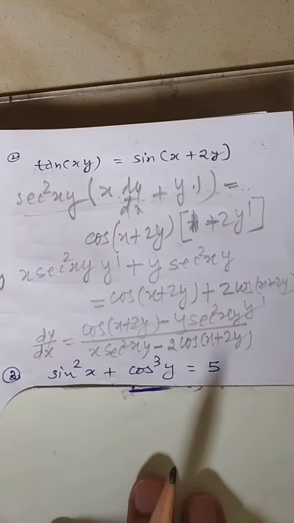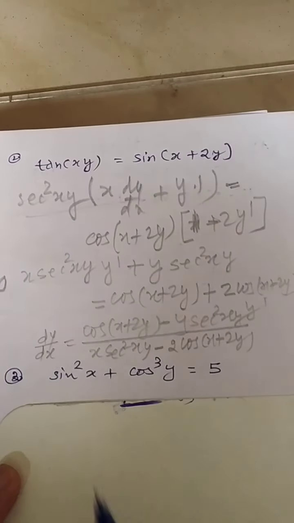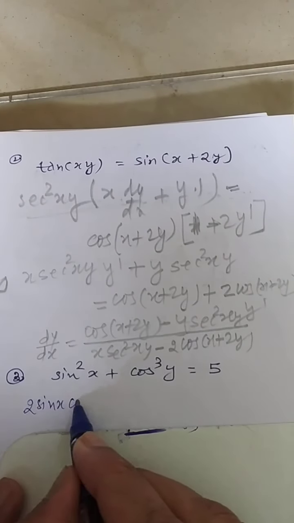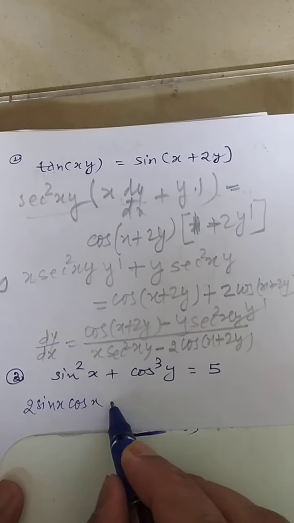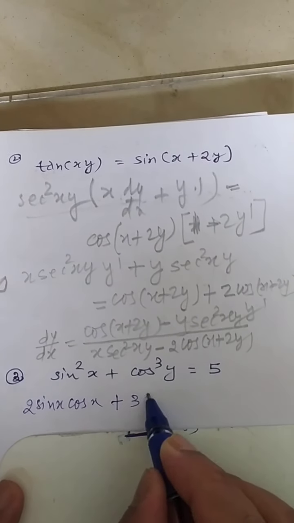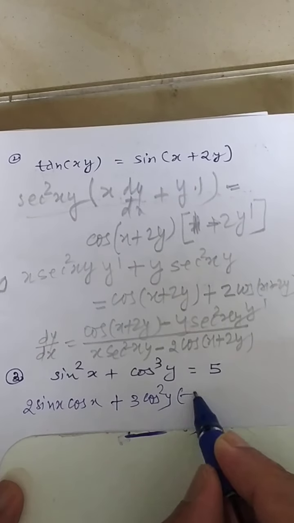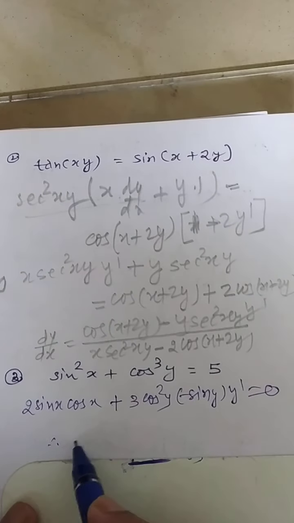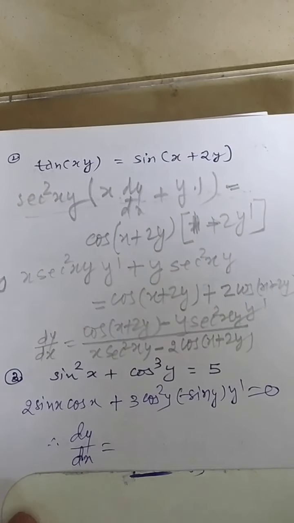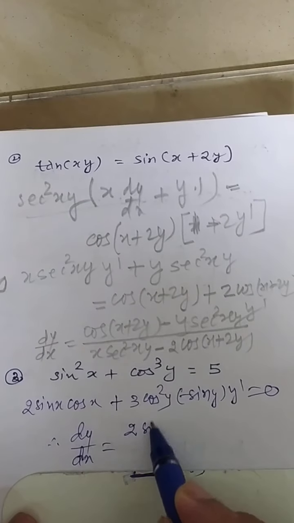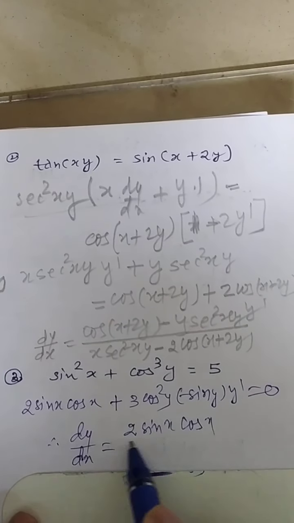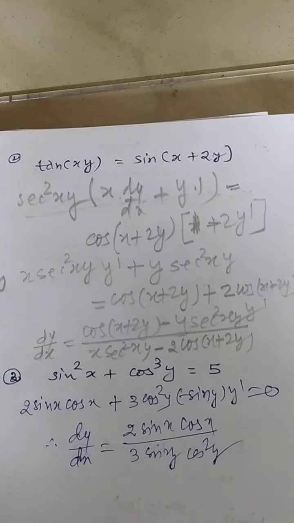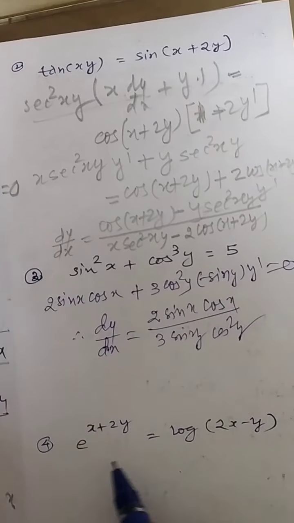And the last two more questions we will do. Next question will be sine square x. So it will be 2 sine x into cos x plus 3 cos square y into minus sine y, y dash will be equal to 0. Therefore dy by dx will be equal to 2 sin x cos x upon 3 sin y into cos square y.